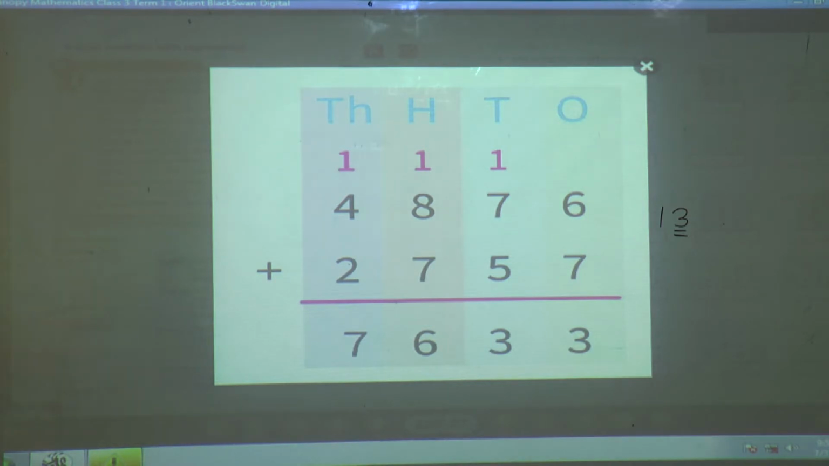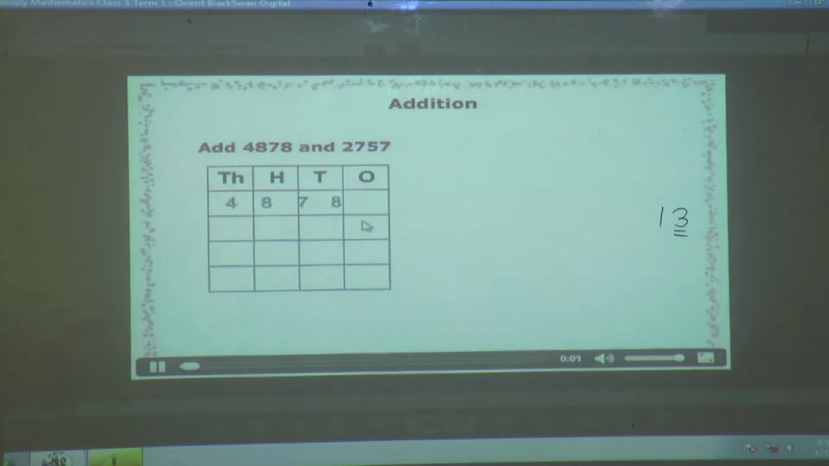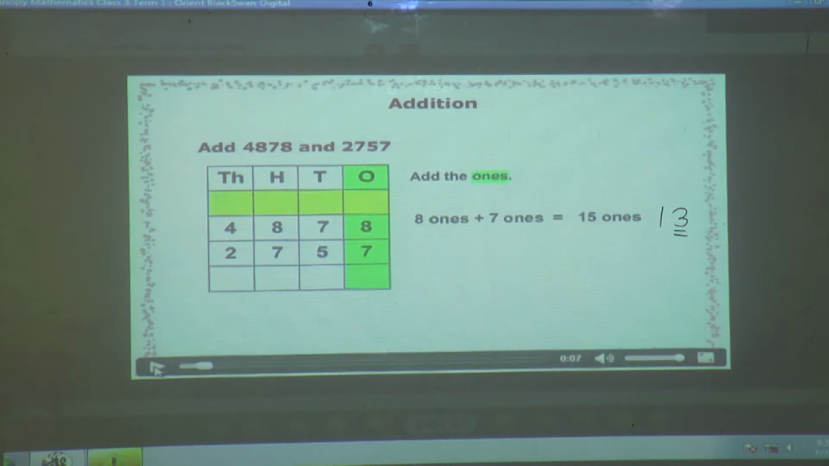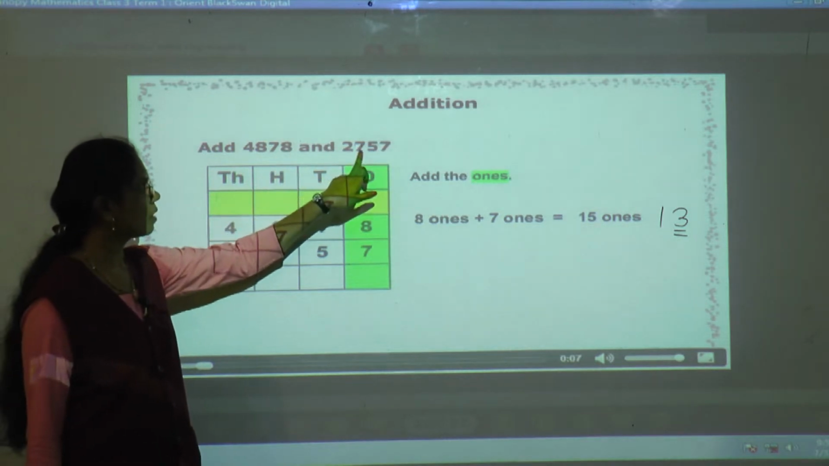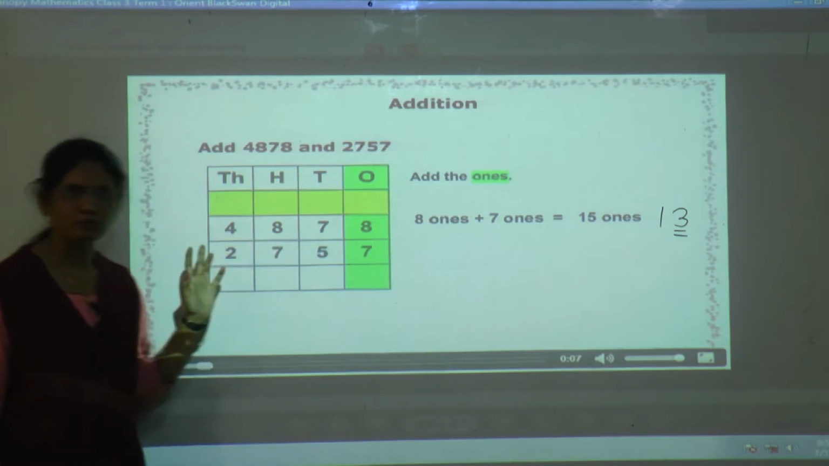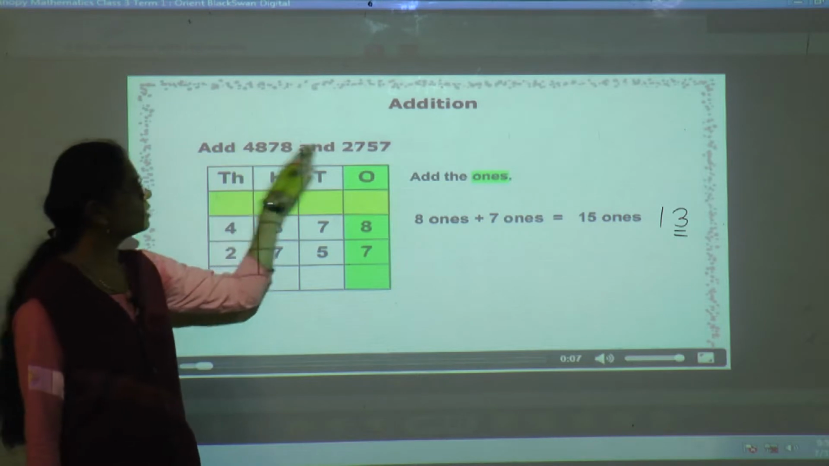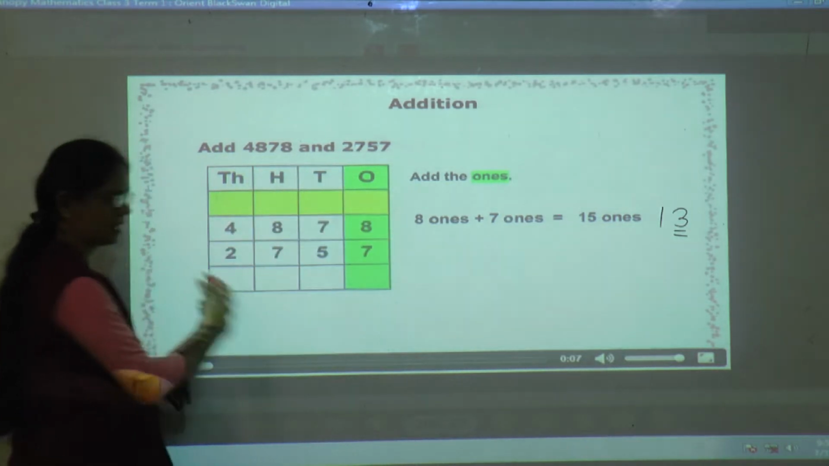Now students, we will see one animation here. I'll show you one animation. With the help of it, we will take 2 examples. Now see here, the numbers are 4878 and 2757. These 2 numbers we have to add. And these two numbers are 4-digit numbers, isn't it? So first of all we will write these two numbers in the place value chart. This is a place value chart.